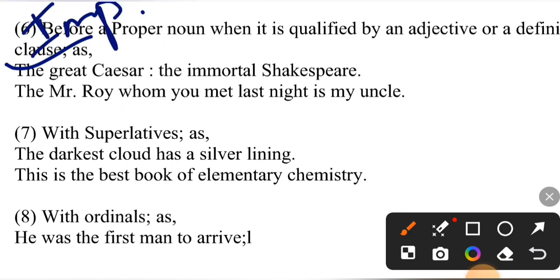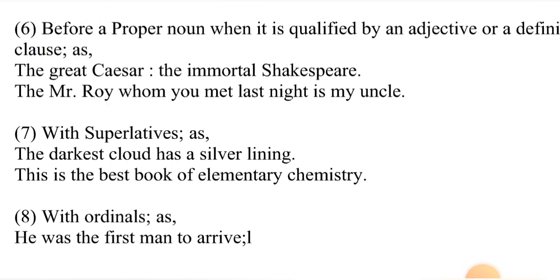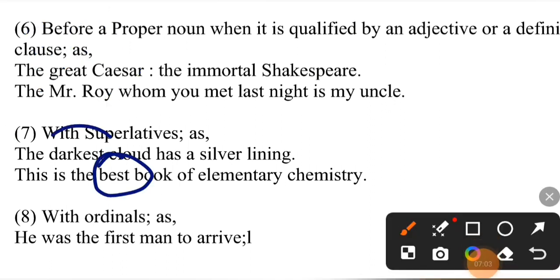A very important rule is here, and the sentence is given here. The Mr. Roy whom you met last night is my uncle. So actually Mr. Roy is a proper noun, but the definite article the is used before this proper noun. Important. Next, with superlatives, as the darkest cloud has a silver lining. This is the best book of elementary chemistry. So the best and the darkest are superlative adjectives, and with superlative degrees we use the article the before them.